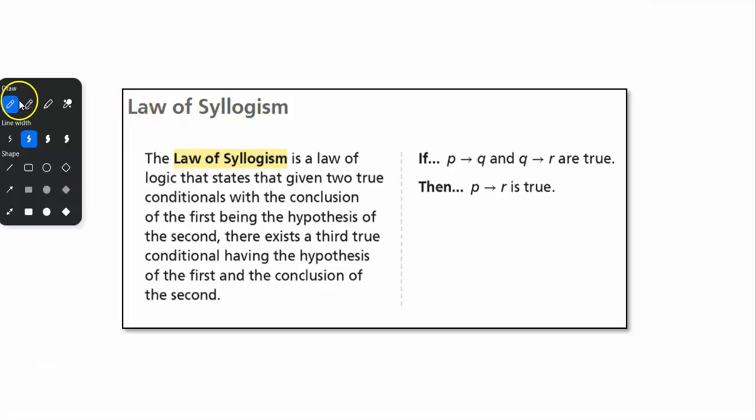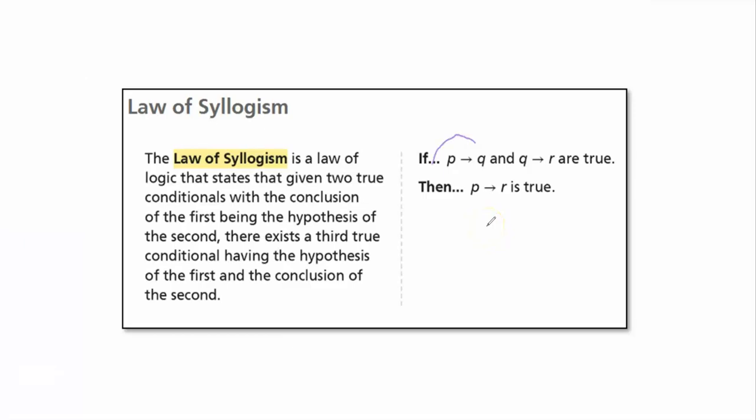So, okay, the second law, and this is the last one, is called the law of syllogism. Kind of a random name, but here's what it says. You've got more P's and Q's, but don't be scared of the letters. The law of syllogism is a law of logic, so it's just reasoning through, thinking about things, that states that given 2 true conditionals, so 2 different if-then statements that are true, with the conclusion of the first being the hypothesis of the second, then there's a third statement that has the hypothesis of the first and the conclusion of the second, which is a very wordy little law there, you guys. Honestly, the P's and Q's really help it make sense. So look, here's what they're saying.